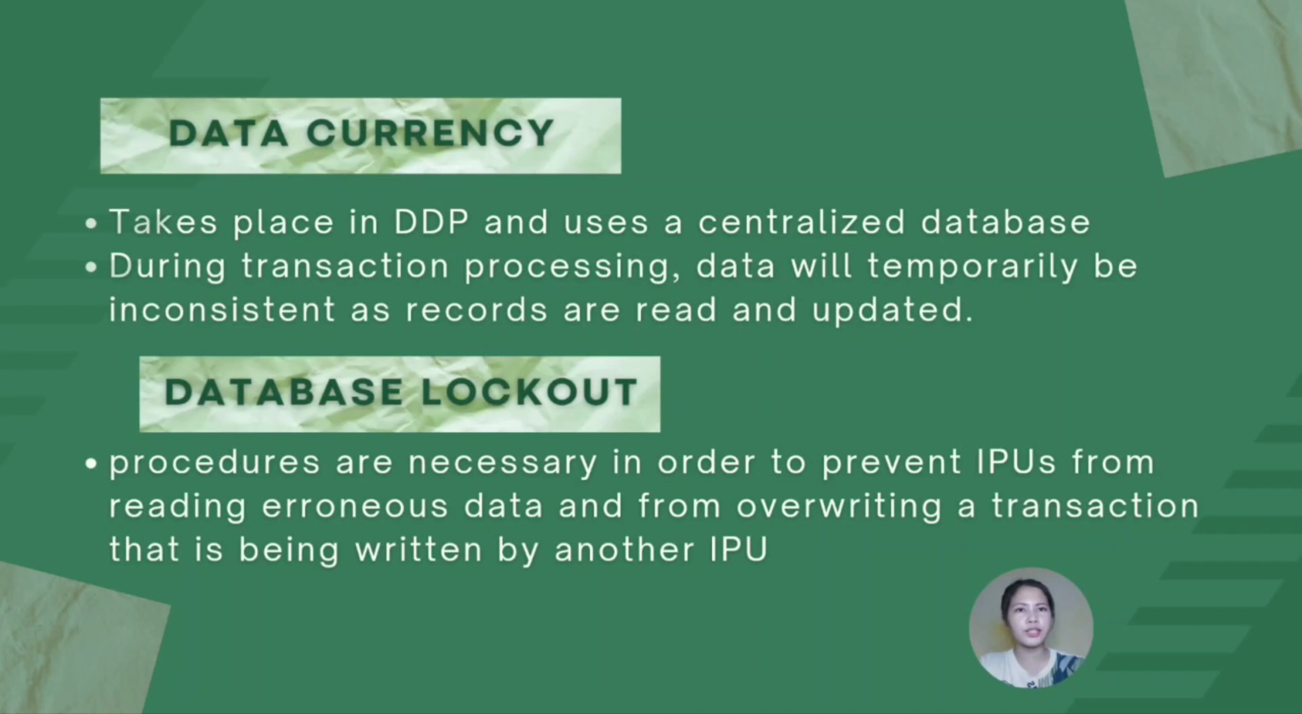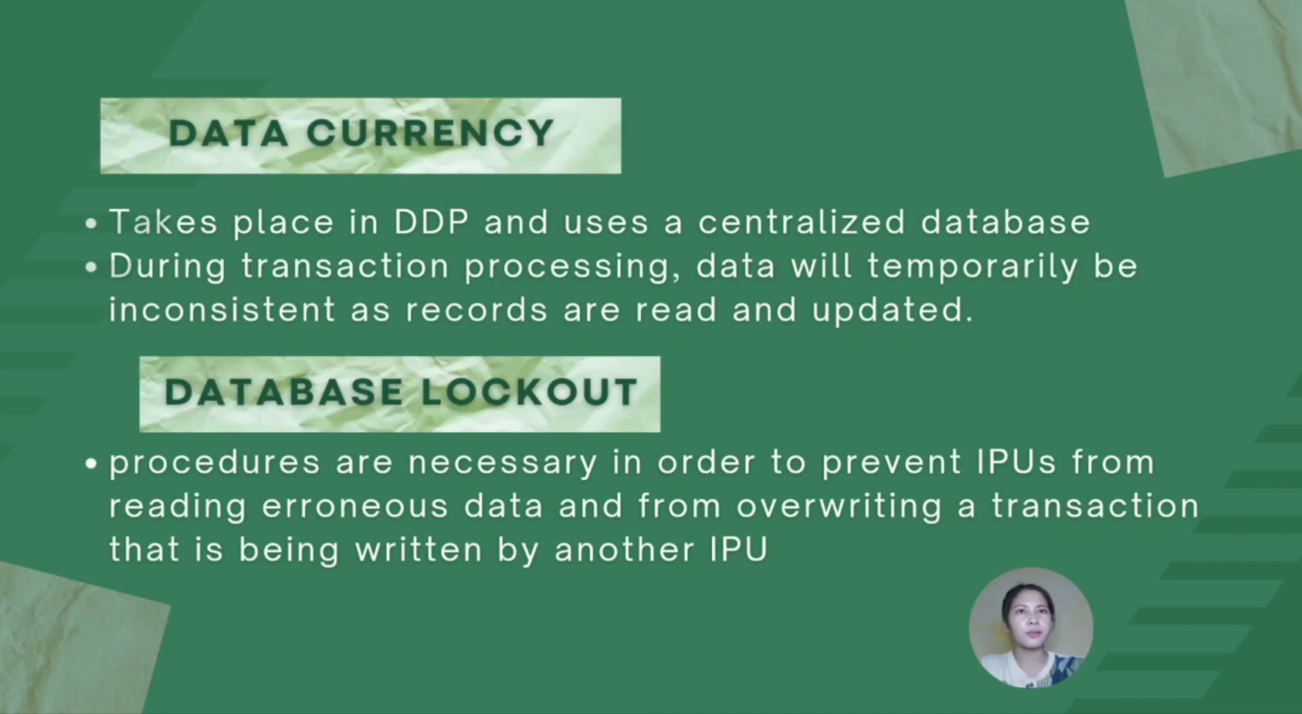Database lockout procedures are necessary in order to prevent information processing units from reading erroneous data and from overwriting a transaction that is being written by another information processing unit. So our solution for that is to have a database lockout, since it is actually a software control that prevents multiple accesses to data. Because once there is a distributed database in a decentralized database within a particular environment, it can be accessed by any users without our control at once. But using this database lockout, only one user can use that information at a time.